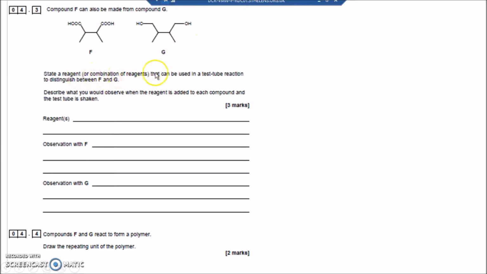State a reagent or combination of reagents that can be used in test tube reactions to distinguish between F and G. So here you've got a primary alcohol, and here you've got a carboxylic acid. So the easiest reagent is to test for the carboxylic acid. A carboxylic acid will react with sodium carbonate and produce effervescence or bubbles, whereas with G it won't. There'll be no visible reaction.